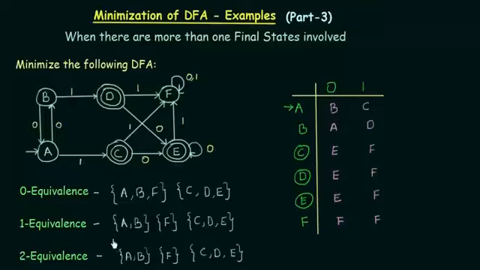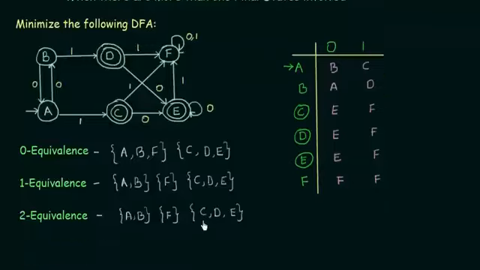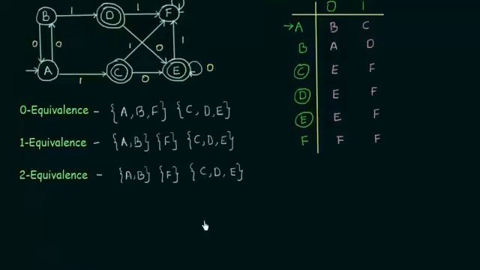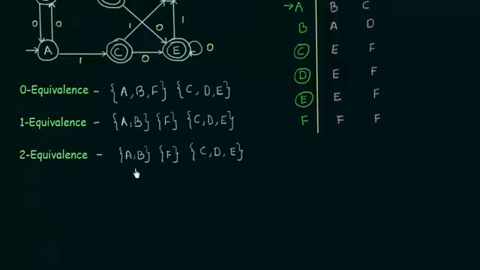Now if you look carefully, you find that the row of 1 equivalence and 2 equivalents are exactly the same. So that means it is time to end the process. You have got your new states that you need to have in the minimized DFA. So what will be my new states? The first state will be AB, second state will be F, and then the last state will be CDE.